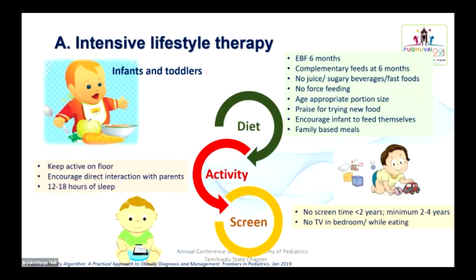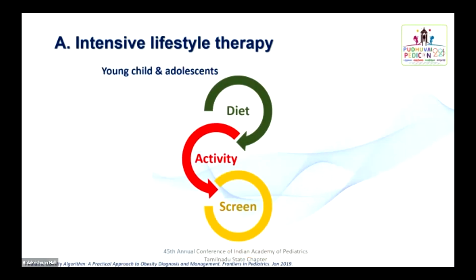No screen time for any child below 2 years of age, and minimum screen time for children between 2 to 4 years of age. No TV in the bedroom and while eating. And these habits have to continue even when the child grows older.